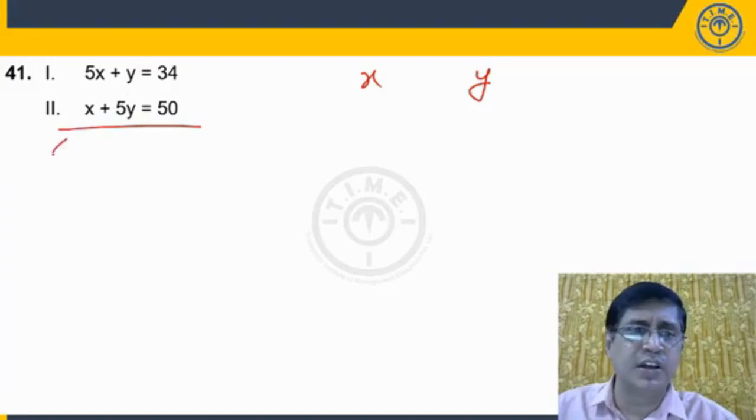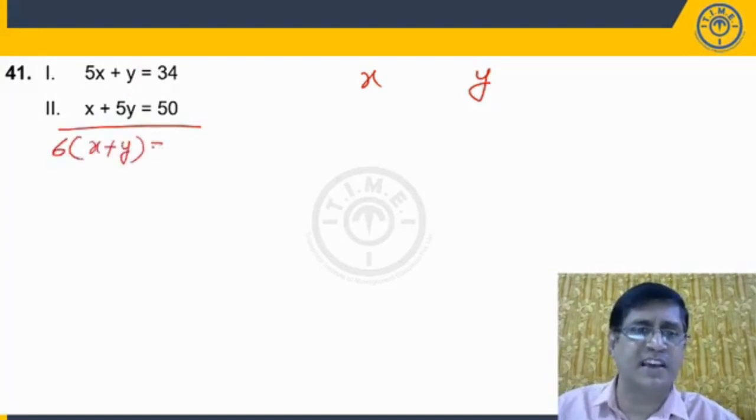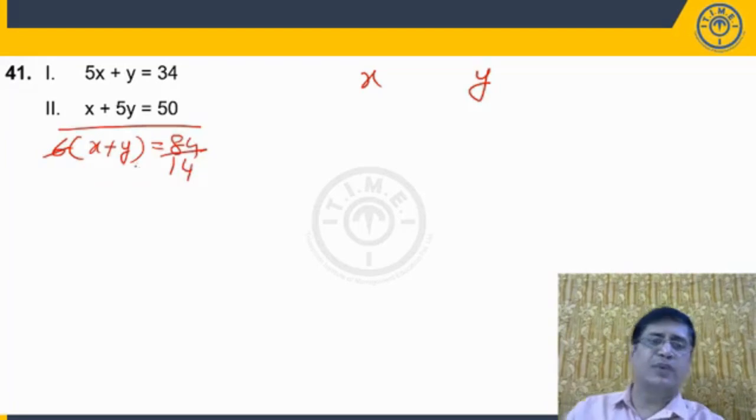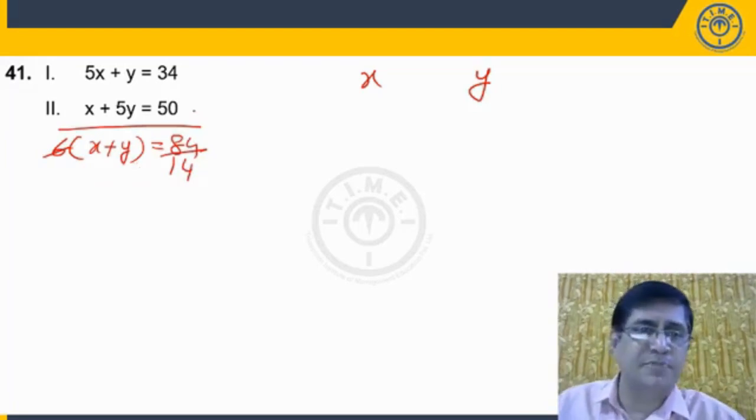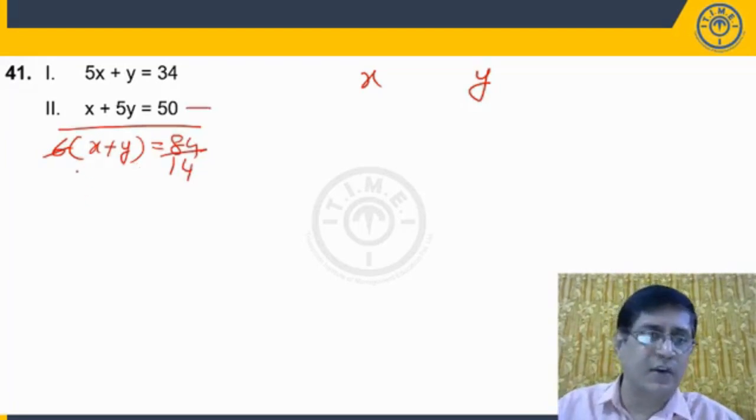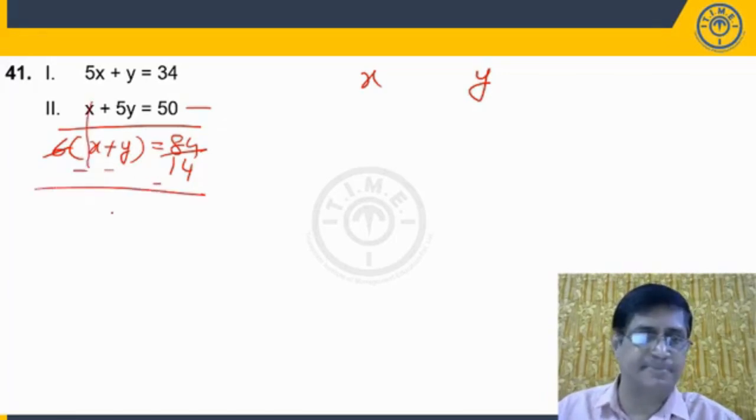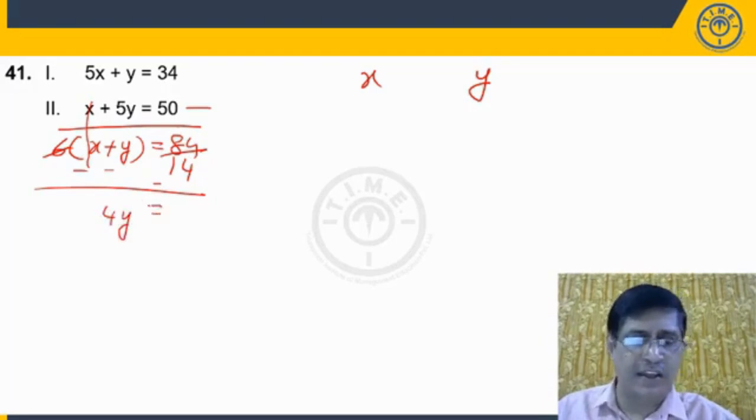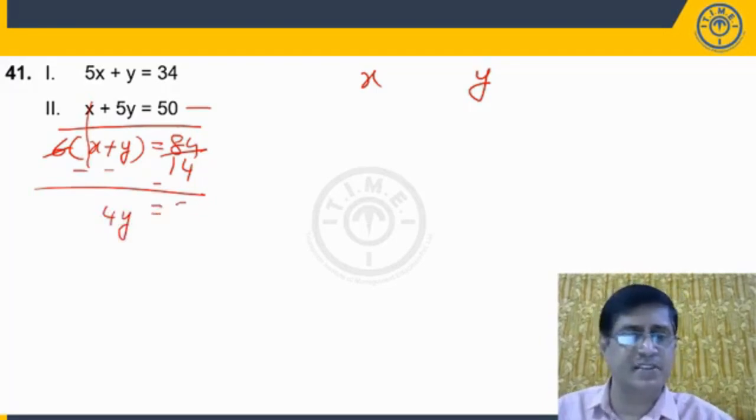The second approach: by adding both the equations, we get 6y plus 6x is equal to 84. The value of x plus y is equal to 14. x plus y is equal to 14, x plus 5y is equal to 50. Now two equations are given. When you subtract these, x gets cancelled. Now the result, 4y is equal to how much? 36. 4y is equal to 36. The value of y is equal to 9.